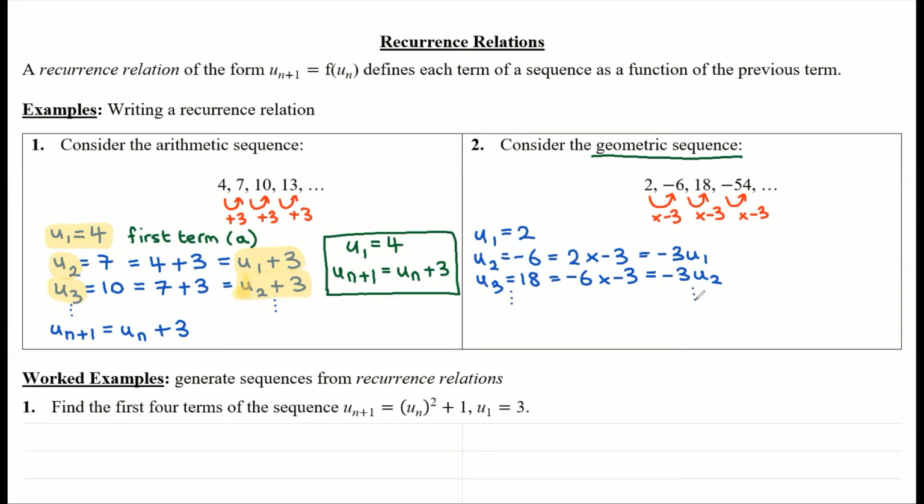So what would our general term be? Well, to get the next term, you would take the previous term and multiply it by -3. So in this instance, we can define our recurrence relation in the following way. Our first term, our starting point, is 2, U1. And to generate the rest of the terms of the sequence, we simply multiply the previous term by -3. Okay, so that's just how to construct a recurrence relation. And now we'll move on to solving problems.